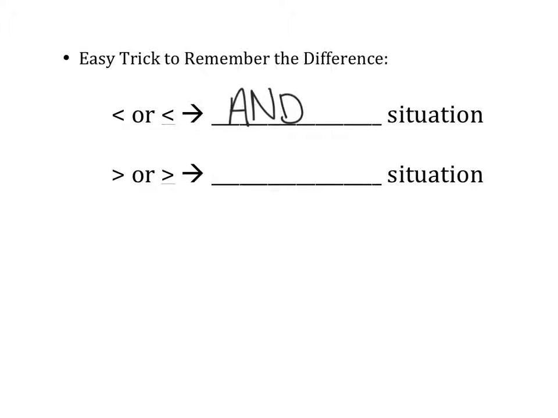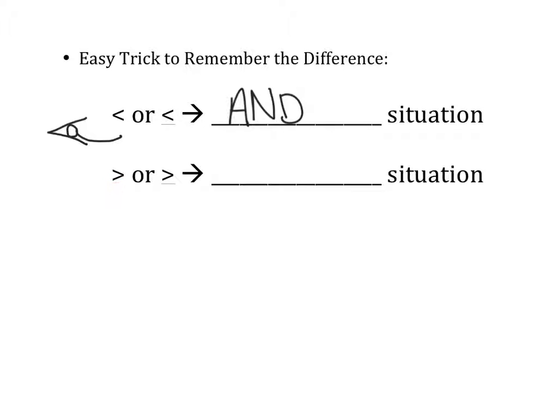And here's the trick of how I remember it. If I have a less than symbol or even a less than or equal to symbol, I can put an A with a long tail. That A stands for the A in and. So again, if it's a less than symbol, I can put an A with a long tail in it, indicating it's an and situation.